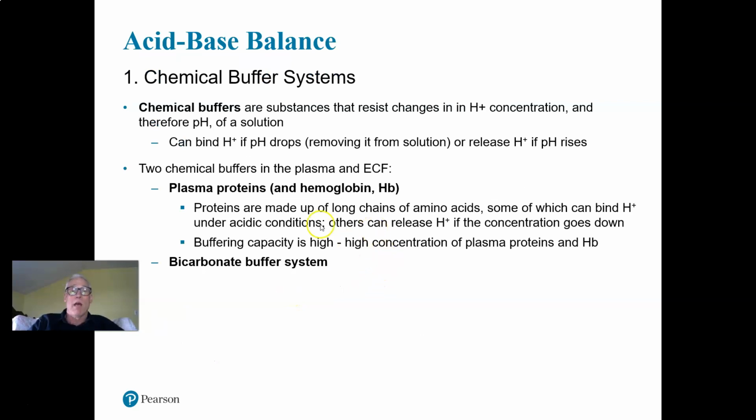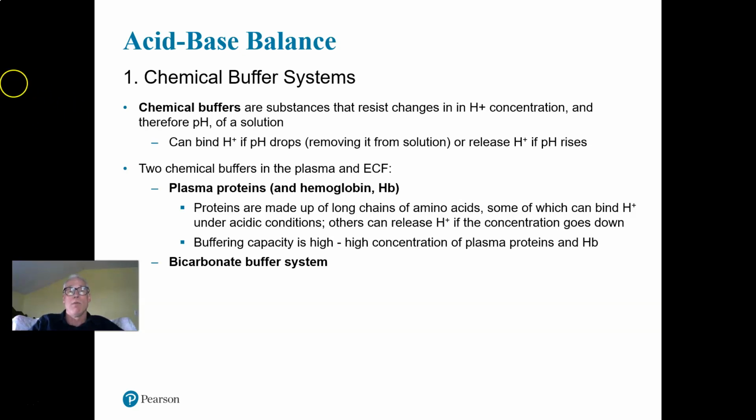So just one more thing about chemical buffers. What are those chemical buffers that we're talking about? A chemical buffer, again, is a chemical or a mixture of chemicals that can take up hydrogen ions if they begin to rise, if the pH drops, or they can release hydrogen ions if the pH rises or the concentration goes down. Keep that pH relatively constant.